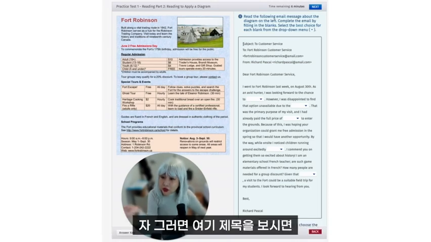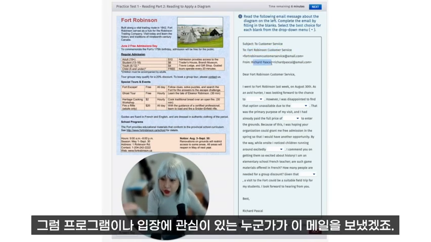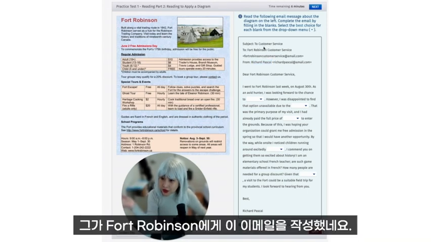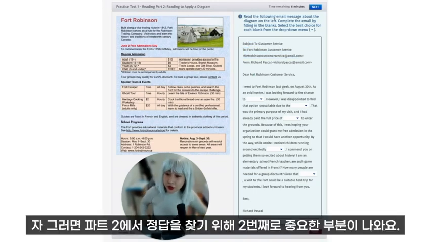Okay, so the subject line says to Fort Robinson customer service. So this is someone who is interested in their program or their admission. His name is Richard Pascal, and he's writing this email to the customer service of Fort Robinson. All right, so, dear Fort Robinson customer service. Okay, so there comes the second most important part when it comes to finding an answer for part 2.